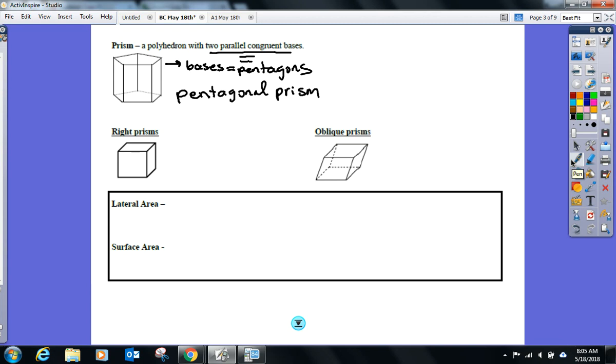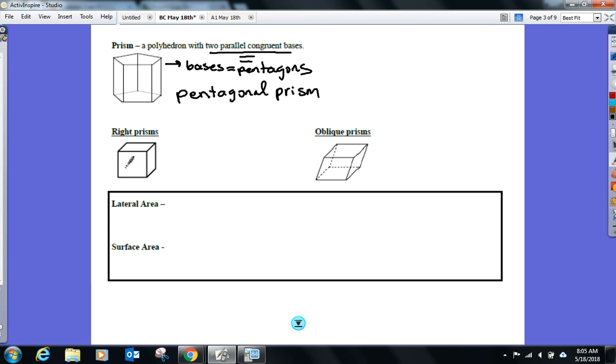Two types of prisms. There's a right prism, and what that tells me is the edges are perpendicular to each other. This is where we're going to primarily stay, in a right prism. And oblique prisms, they're not perpendicular. They're kind of, as you can see, like a leaning tower of Pisa right there.